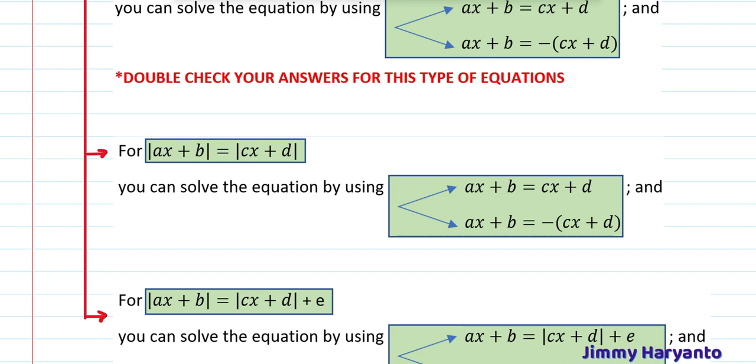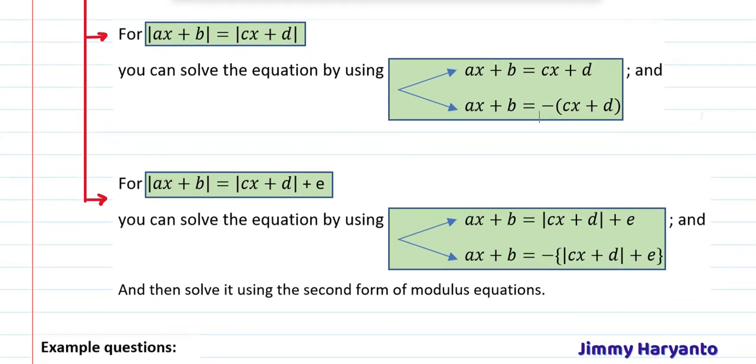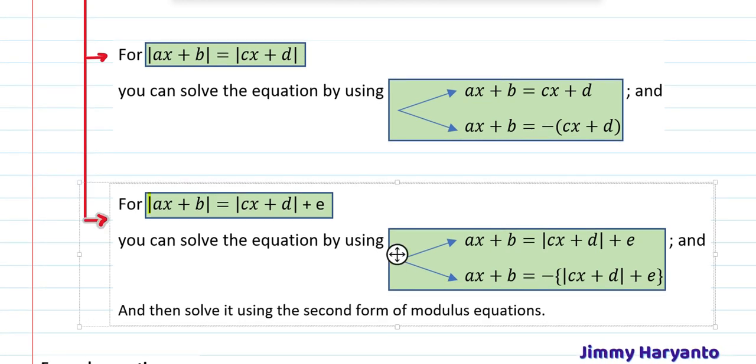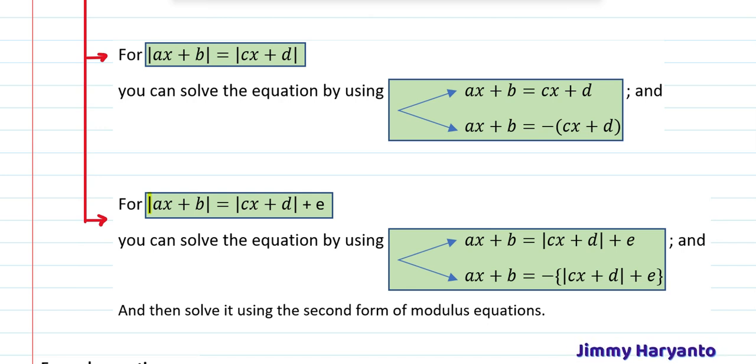I will show it to you later in the example question. And the last type of equation is this one. You have absolute modulus. I always said modulus as absolute, so I'm so sorry for that, but it's the same. It's a modulus function on the left hand side and also a modulus function on the right hand side plus a value, a number, a constant e. So for this one it's still the same.